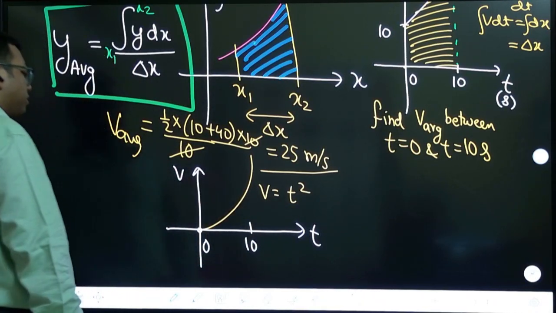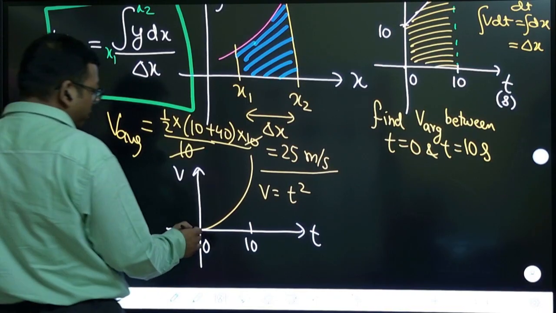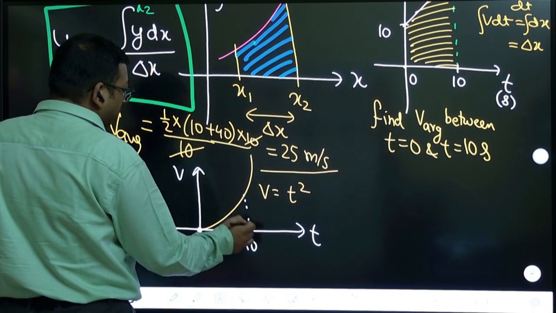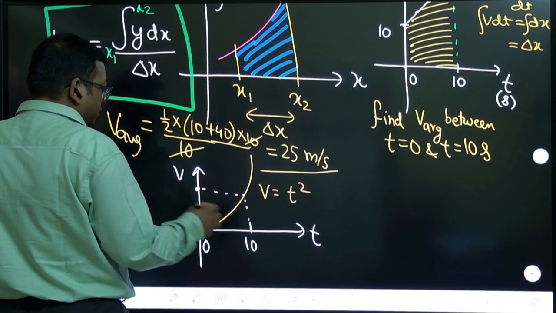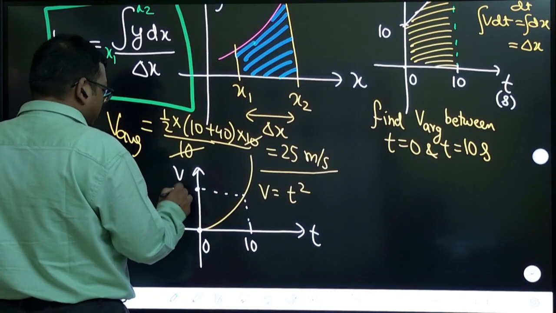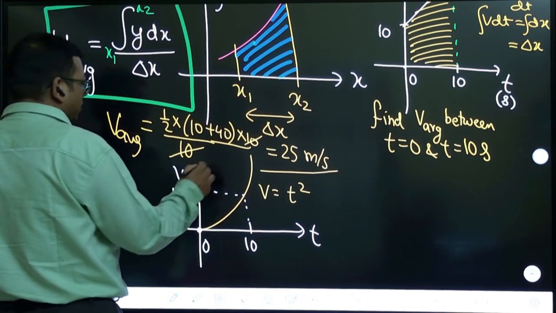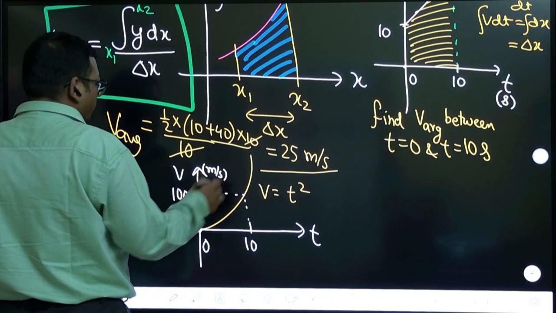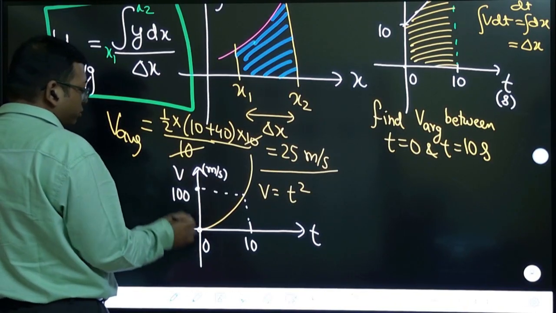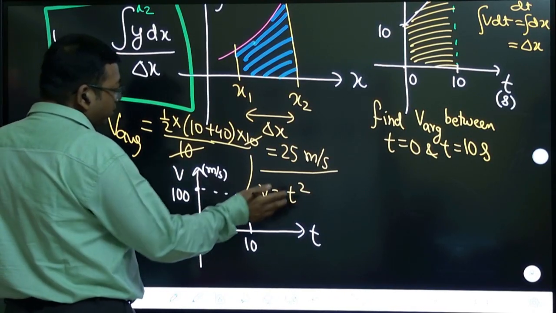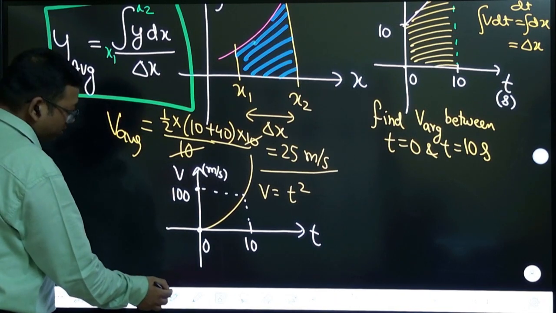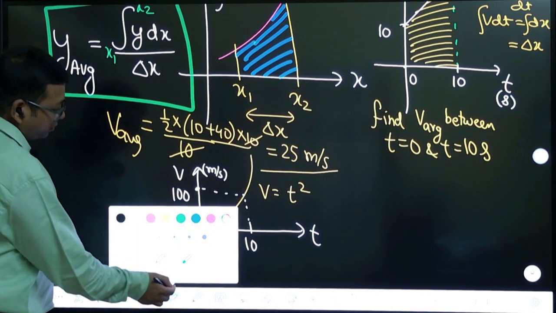Repeat the calculation. The value at 0 is 0, and the value at 10 seconds will be 100 t square, right? Now if you use the mathematical average, 0 plus 100 divided by 2, that means 50 should come, but it will not come 50. Use this method: use area under the graph.